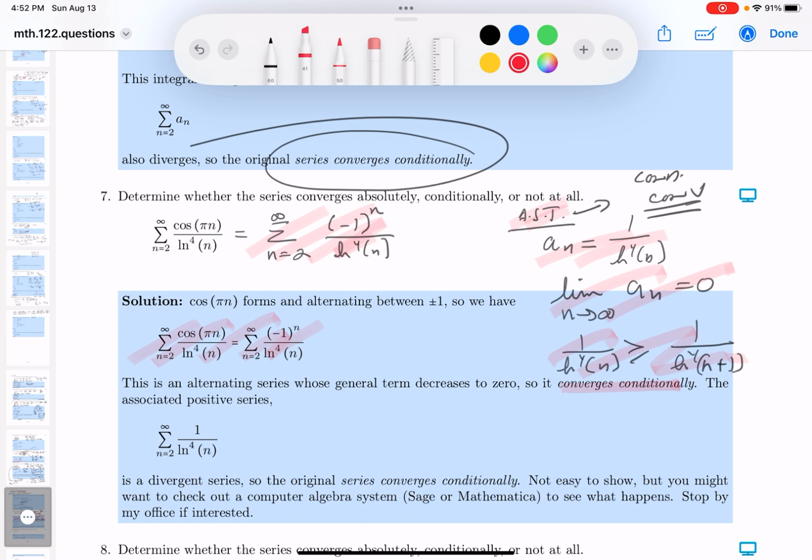All right. So the question is, can you go further than that? So it says over here, not easy to show, but you might want to check out a computer algebra system, Sage or Mathematica, see what happens. All right. Now, someone says, what do you mean by that? This is the absolute value of that series. Check it out. Go to Sage, or if you have Mathematica or Wolfram Alpha, and check it out, right? See if you can do it, right?